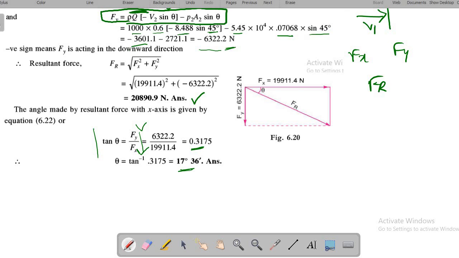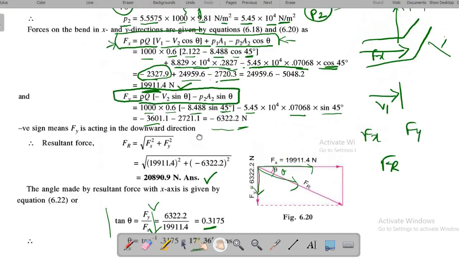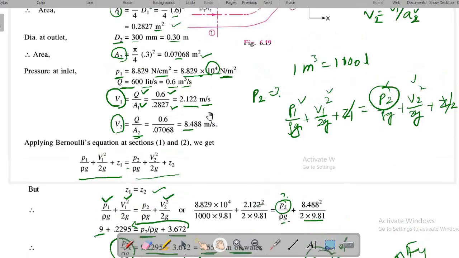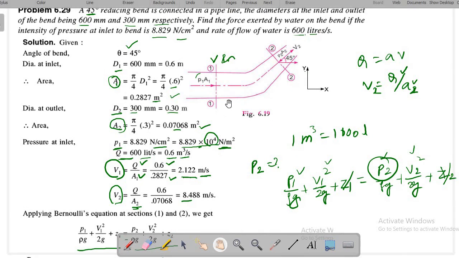So it is represented here, this Fx, this is Fy, and this is what the resultant, and this is the angle theta. Okay, so this is how we are going to calculate that resultant force or the force exerted by the water on the bent. Okay, in the beginning only I told you, when the two forces are acting at inlet and outlet of the bent, it will be resulting in some inclined direction. So it is that resultant force Fr.